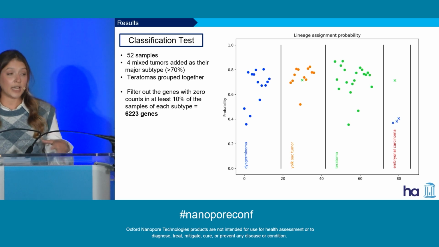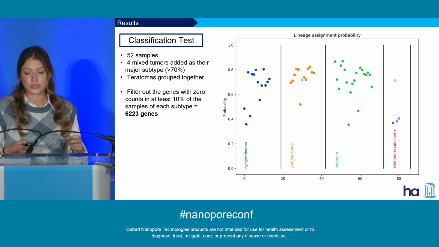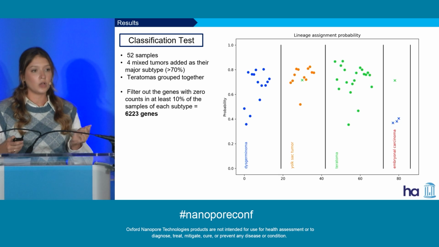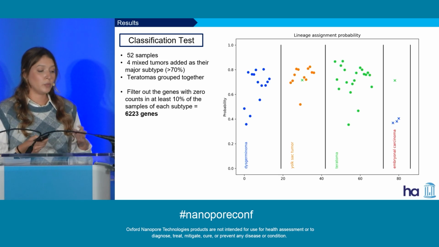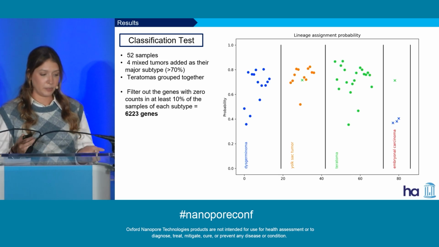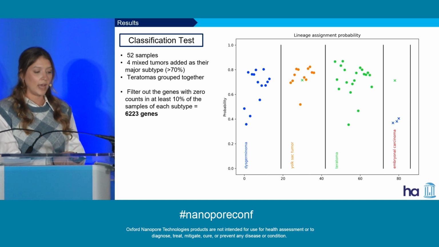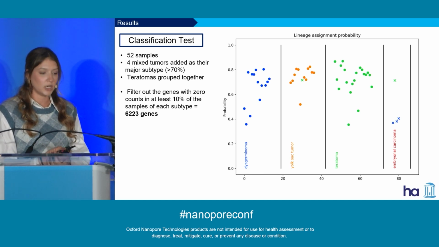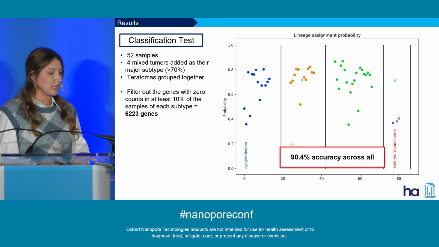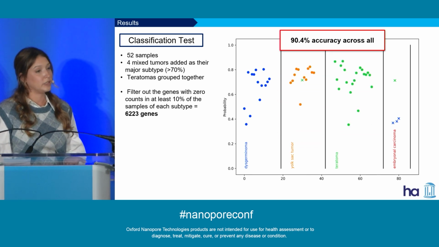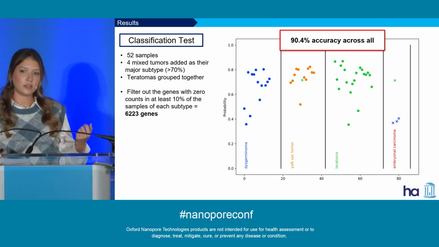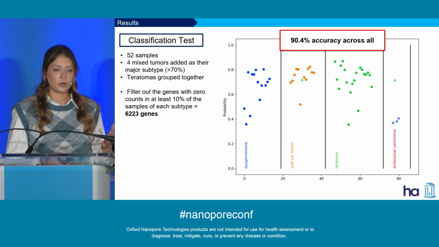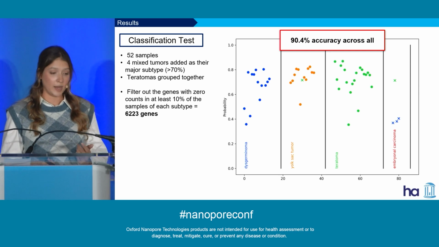And instead of applying the filter of the non-zero counts across all samples, we decided to implement it within each subgroup. And we got the threshold of 10%. So that got us 6,000 genes. And in this classification try, we got 91.4% accuracy. So we got way better than the first try, but we still have some room for refinement.